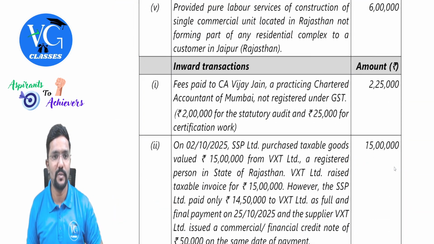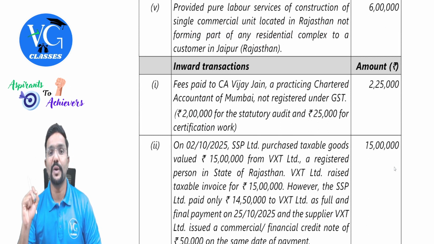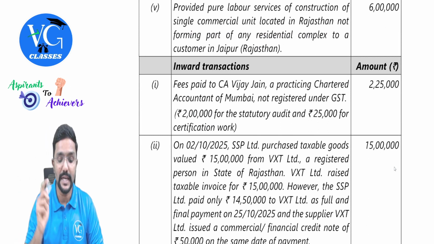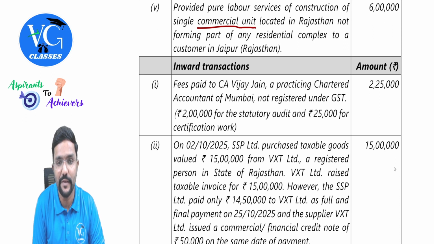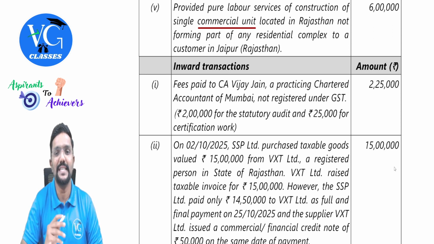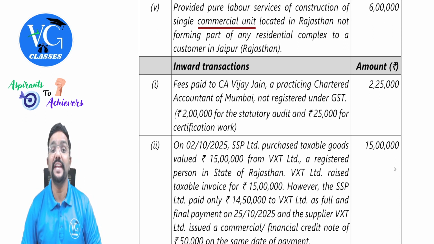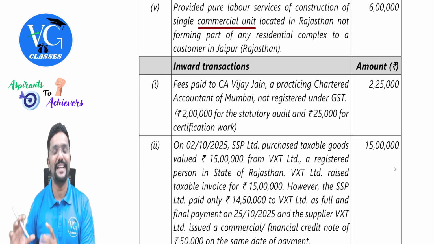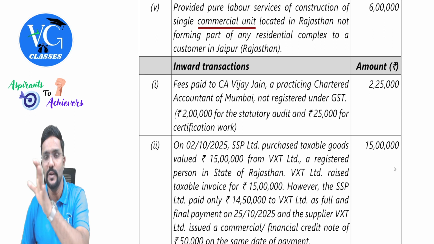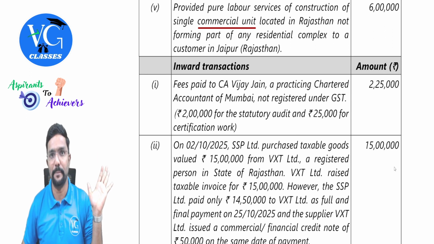Then the last one, outward supply. Provided pure labor services of construction of single commercial unit. This is the keyword here. Located in Rajasthan, not forming part of any residential complex, to a customer in Jaipur. So immovable property is located in Jaipur, that is Rajasthan. So it will be interstate supply.